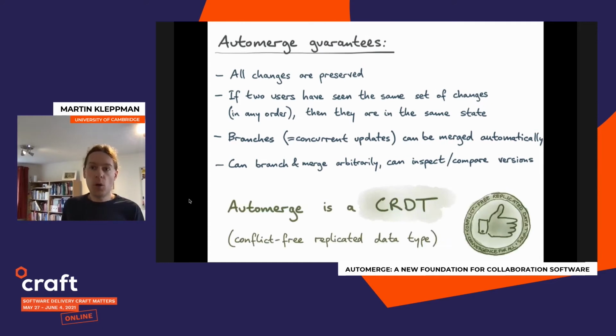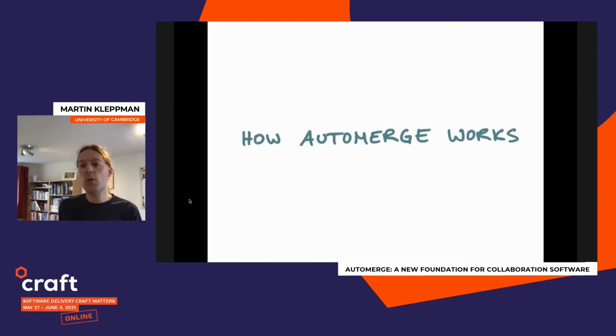And all of this is possible because Automerge is what we call a CRDT, a conflict-free replicated data type. So this is a family of algorithms that have been developed in computer science research over the last 10, 15 years or so. And Automerge implements a bunch of these CRDT algorithms in order to perform this merging. So let me show you a little bit about how this actually works internally.